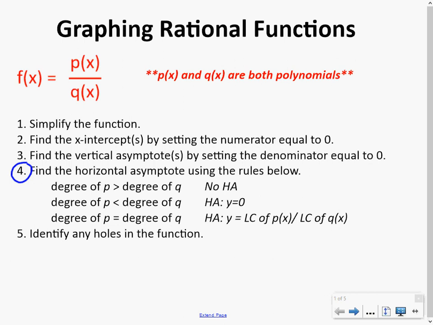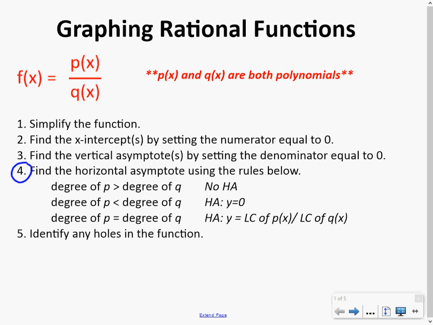Okay, so our goal here is taking a rational function and graphing it. Well, there's a lot of information we're going to be looking for, and typically we want to start by simplifying the function, so that would mean factoring, canceling out common factors. Okay, we're going to find the x-intercept by setting the numerator equal to 0, solving. Horizontal asymptote has all these rules, but the vertical asymptote, we're just setting the denominator equal to 0, so that one's not too bad.